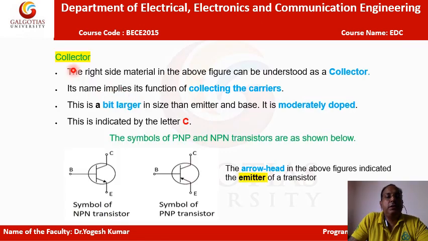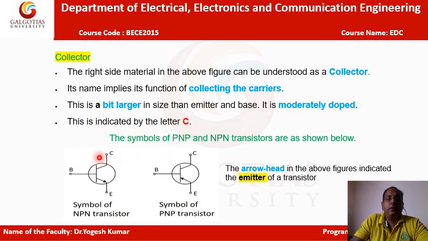And the third terminal is nothing but the collector. The right side material in our figure is called the collector. Its name implies the function of collecting the charge carriers that are coming from the emitter through the base. It is bigger in size than the emitter and the base, and moderately doped, and is indicated by the letter C.